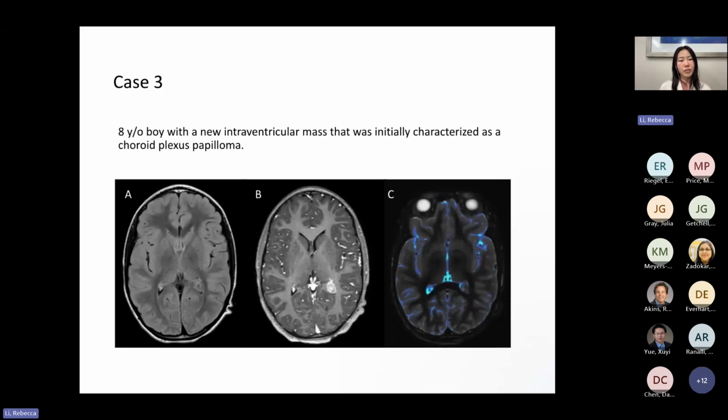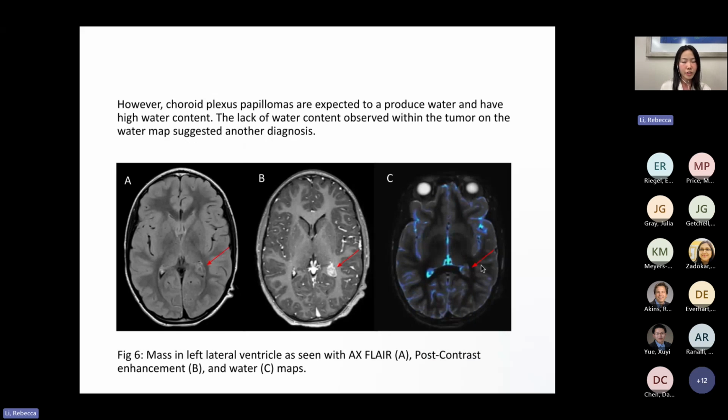In this third case, there was an 8-year-old boy with a new intraventricular mass that was incidentally found. And you can see that in the left lateral ventricle here, there's that mass. And on the water map, we can tell that there's actually not much water in this tumor. And initially, they thought it might be a choroid plexus papilloma, but with choroid plexus papillomas, you would expect there to be an increased amount of water, but there wasn't. So this gave us a hint that it was maybe another diagnosis.